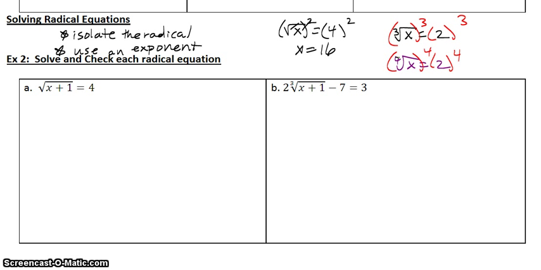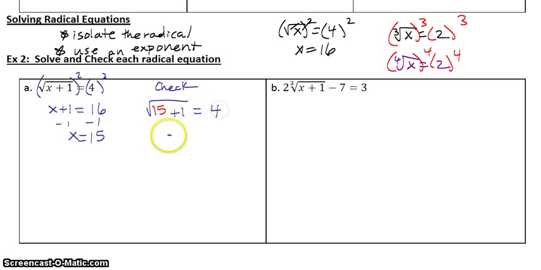So this is one where the root is already by itself, so I don't have to add or subtract anything. I'm just going to right away go ahead and square both sides to cancel out that square root. So then I'm left with x plus 1 equals 4 squared, which is 16. I'm going to subtract 1 from both sides, and my final answer is 15. So I'm going to go ahead and check that and just see if it works really quick. So I got 15 plus 1 equals 4, and yep.